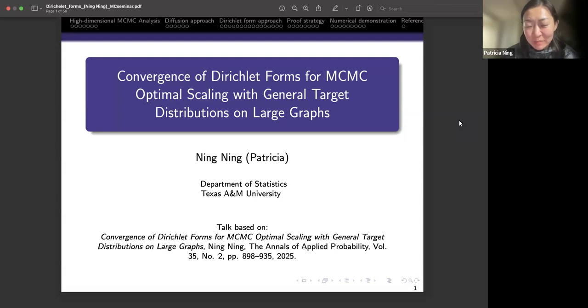This paper is based on the same-titled one published this year in Annals of Applied Probability. For more information after this talk, you can refer to that paper.